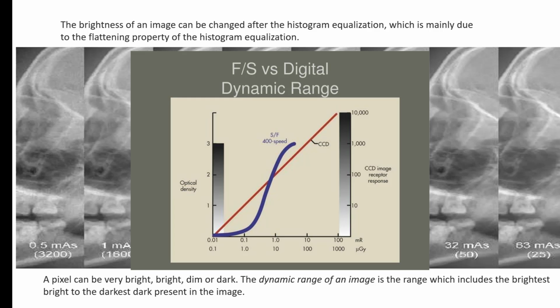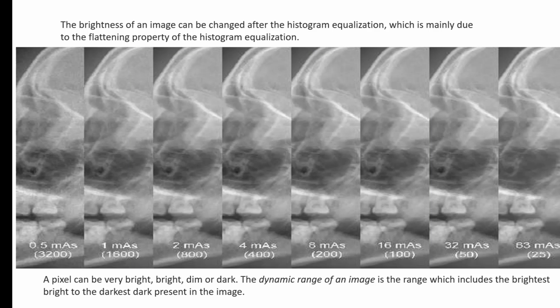Again, in film screen, we didn't have as good a dynamic range as we have in digital. In digital, we have a good dynamic range to choose from, and if we understand how we can come up with these images to set our techniques appropriately, we can get the best quality image for the exam that we're doing.